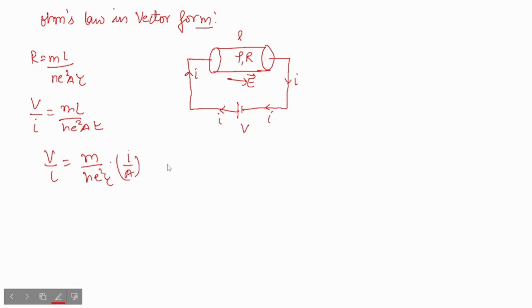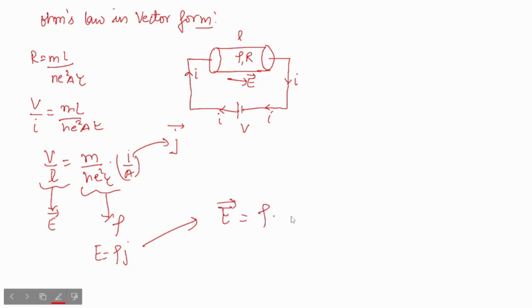This I by A is what? It is J. This is rho, and this V by L is the electric field E. So from here you can write E equals rho J. If you write this in vector form, it will be vector E equals rho times vector J.